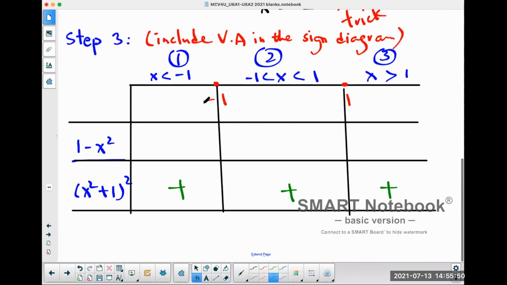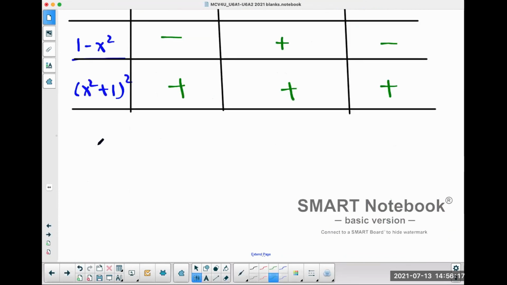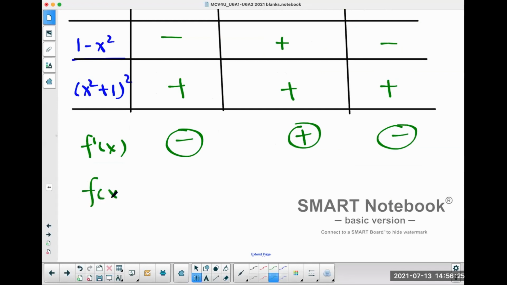Okay. A number less than -1. Well, again, -10. -10 squared is 100. 1 minus 100. Well, that's negative. Between -1 and 1, put in a 0. 1 minus 0. Well, that's positive. A number bigger than 1, let's put a 2. 1 minus 2 squared. 1 minus 4 is -3. That's negative. So what does that mean? That means the derivative is going to be negative, positive, negative, where the original function is going to be decreasing, increasing, decreasing.